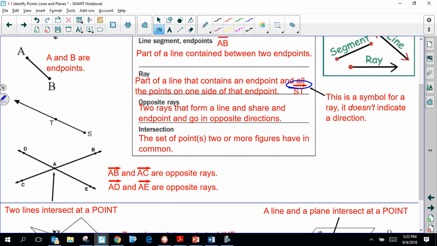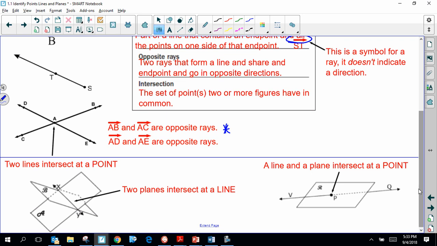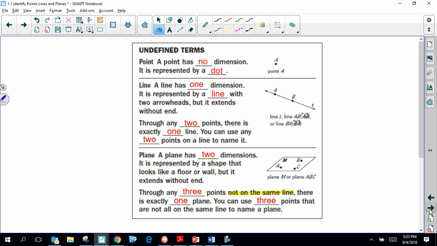So the examples of opposite rays are right here. And an intersection is simply where things intersect. Now, here, this is where two lines intersect, where two planes intersect to form a line. Imagine if you fold a piece of paper in half, the crease would represent a line where two planes intersect, and a plane and a line intersect at a point that you see there. Imagine if you just took your pencil and you put it on top of your paper to put a period or something. That would be where a line and a plane intersect.